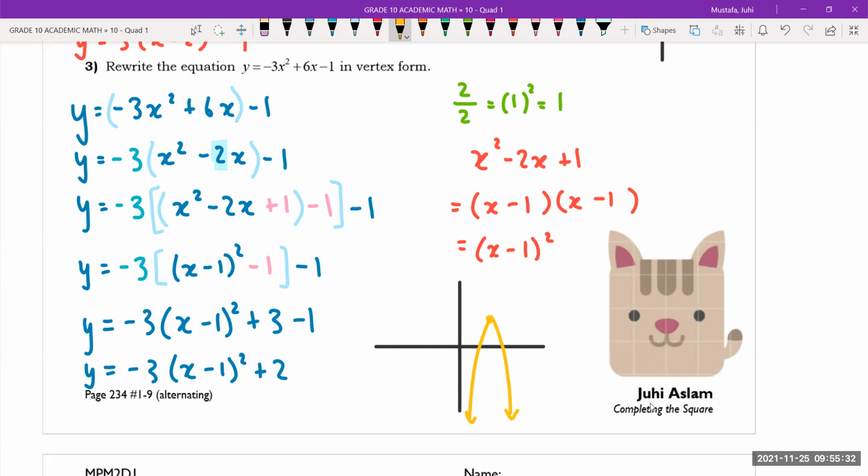If I were to ask you for the axis of symmetry, what would it be? x is equal to 1. Remember, axis of symmetry has to be an equation, so you would make sure to write this as x is equal to 1. And if I ask you for the maximum value, you would say y is equal to +2. Yes. So x is equal to 1 is the axis of symmetry, and y is equal to +2 is the maximum value.